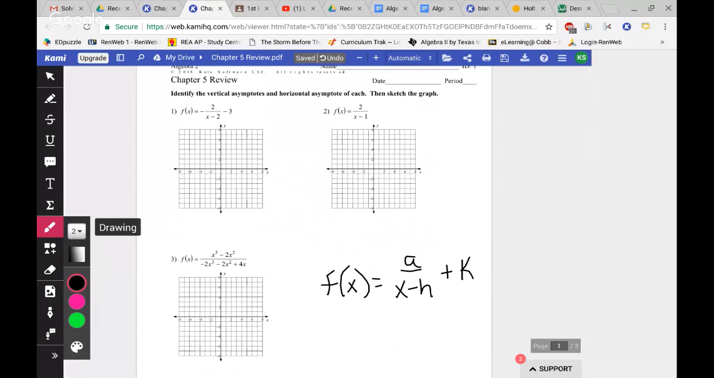asymptotes. So your vertical asymptote in this particular case is going to come from your denominator, and that would look like this: x equals 1. Because when you pull it out, it comes out as the opposite. So that's x equals 1. So we'll want you to be able to write VA equals, x equals 1.